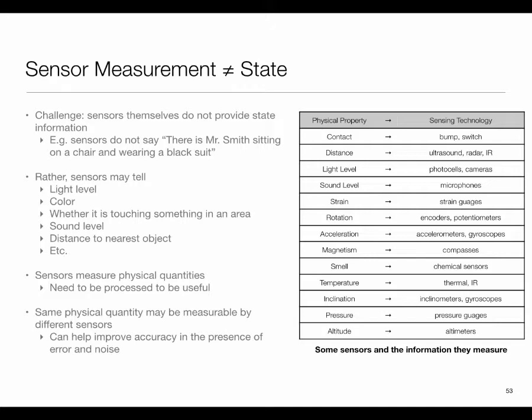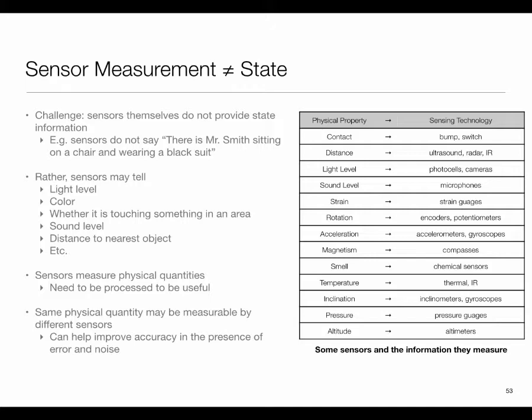What we are really interested in knowing is, is there someone in the home? Is there a burglar coming in? So there is a difference between the sensing modality and the state. State is something you estimate by taking the readings of the sensor, or perhaps multiple sensors, and combining them together. Sensors do not say, for example, Mr. Smith is sitting on a chair wearing a black suit. But you may have sensors telling you light level, color, and so on, and then you combine all of this to say, is this thing true or not? So sensors give me a physical signal that we then need to process.